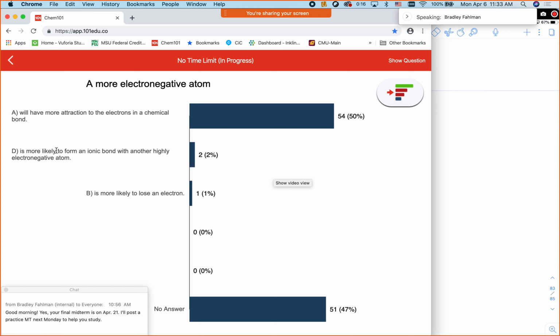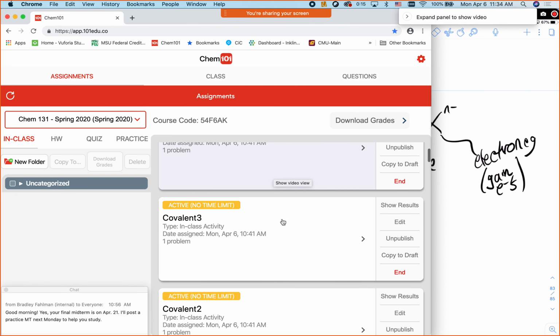This one had a little bit of popularity, so D. An electronegative atom is likely to form an ionic bond with a highly electropositive atom. Remember, ionic bonds are a metal with a nonmetal. So let's say it has certain charges here. This is going to be electropositive, which means it loves to lose electrons, versus the nonmetal, which is going to be electronegative and will like to gain electrons. Okay, so that's covalent 1. Covalent 2.